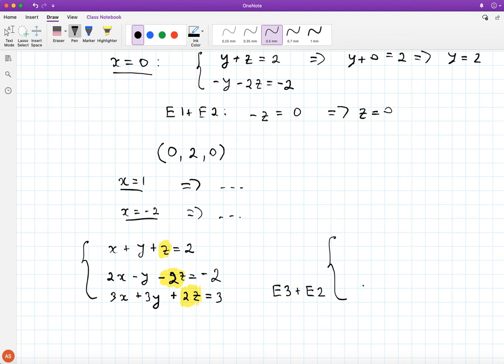And we get 5x plus 2y. The z term cancels out. Negative 2z plus 2z is 0. And on the right-hand side, we will have 1.